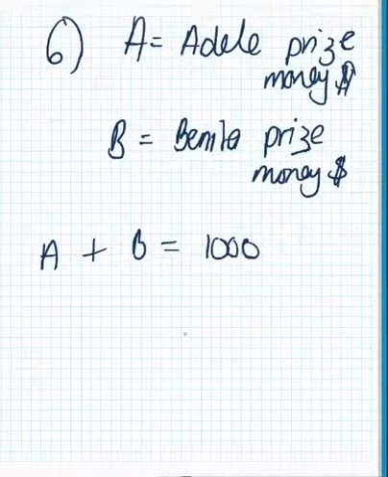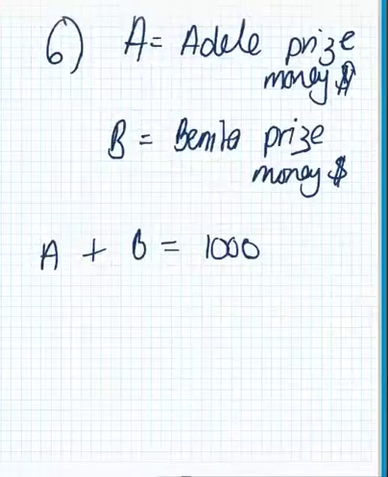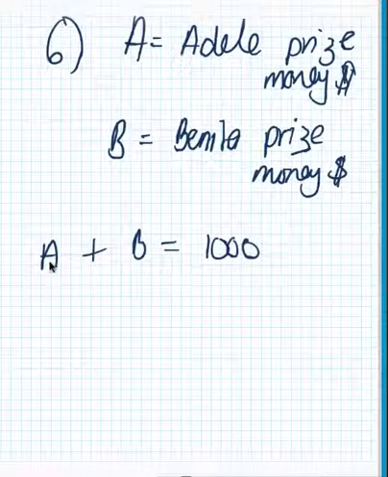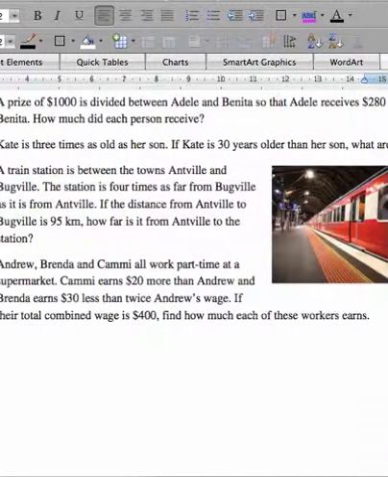There's one equation. Her prize money plus her prize money is a total of $1,000. Now we're going to work out how much each person got. I can't solve this because I don't know what A is and I don't know what B is. So let's see if we can get some more information.